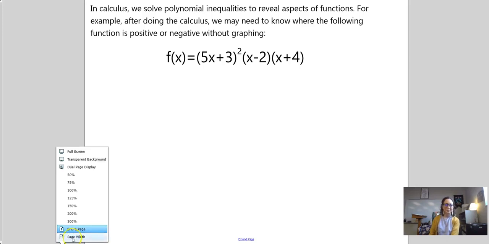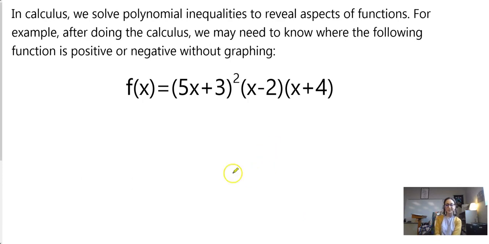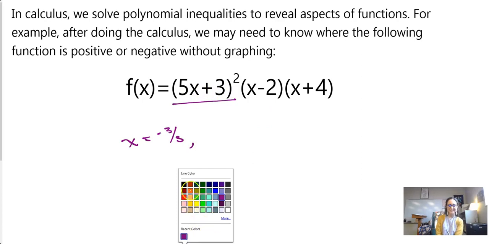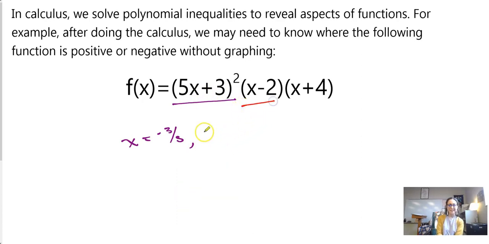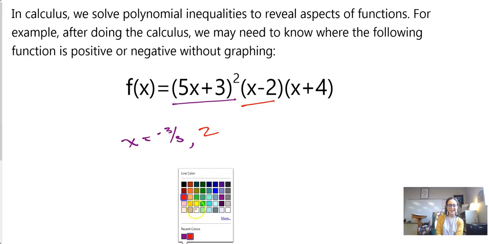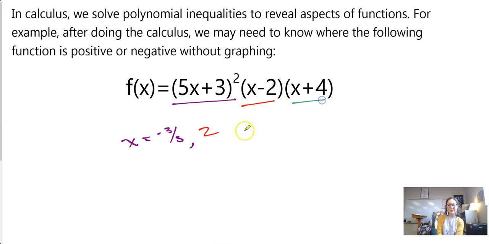Okay, we are back. So to find the zeros, notice it's already factored for us. Let's look at this first factor. This factor is going to be 0 when x is negative 3/5, right? If I set this equal to 0, I would need to subtract 3, divide by 5. The second factor is going to be 0 when x is 2. And the last factor is going to be 0 when x is negative 4. So I've got 3 real zeros, so 3 x-intercepts.